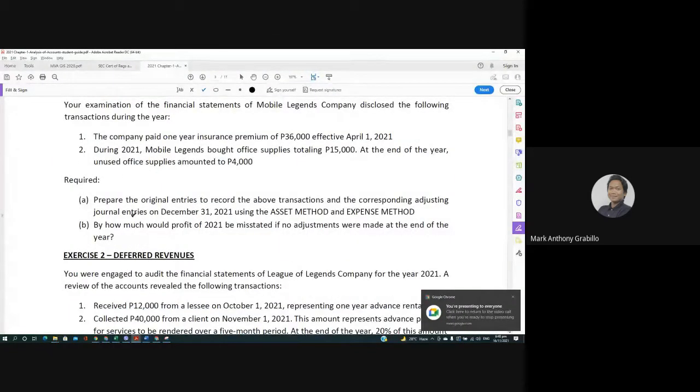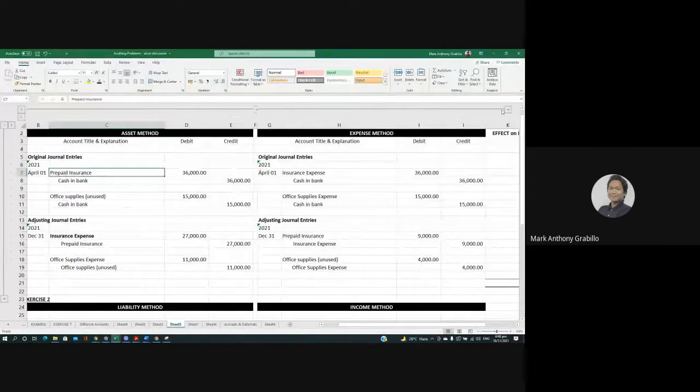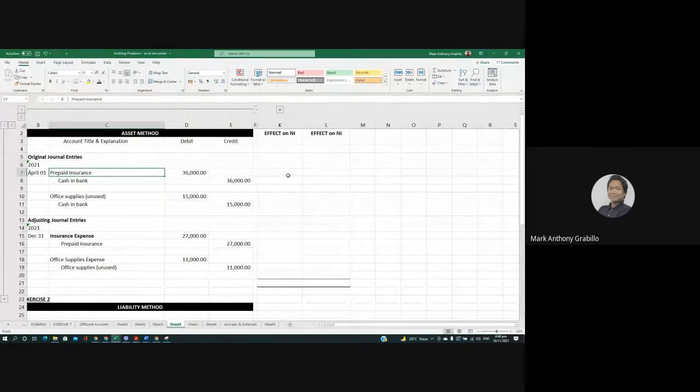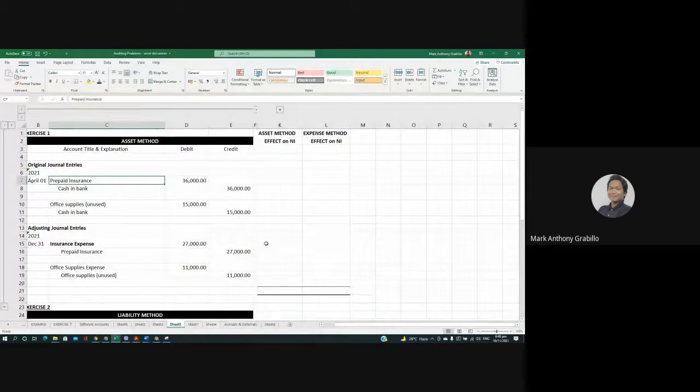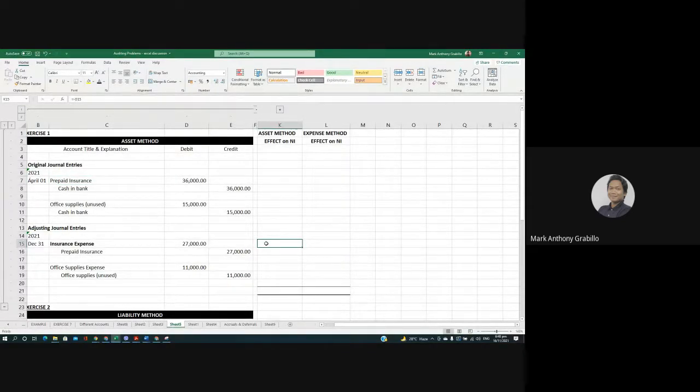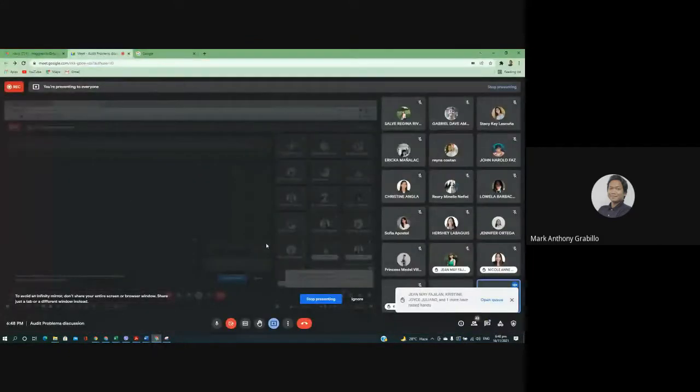Second one na question. By how much would the profit of 2021 be misstated if no adjustments were made at the end of the year? Dito muna tayo kay asset method. Ano daw yung effect ng insurance at the end of the year kay net income? Will the net income be overstated or understated? Anyone from the class?